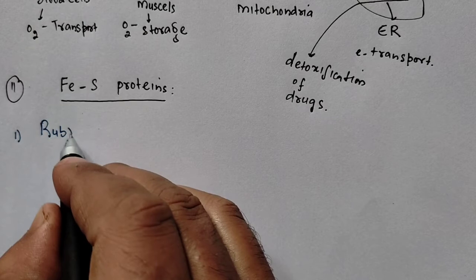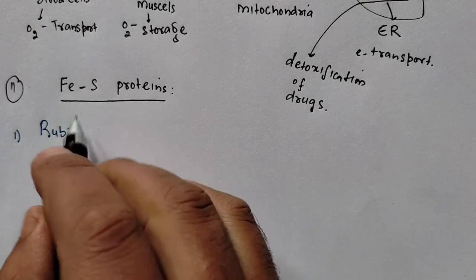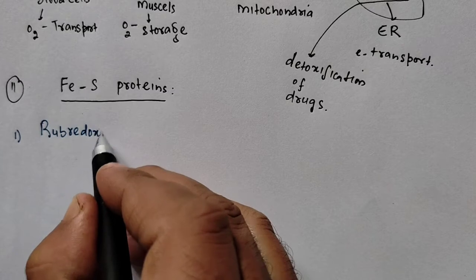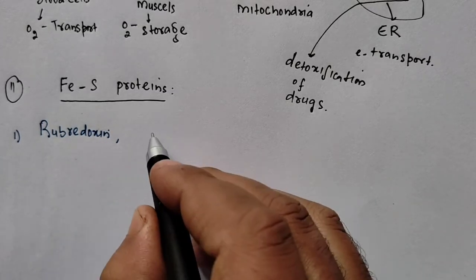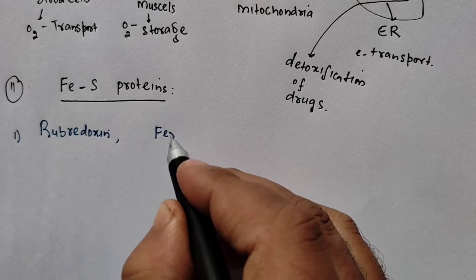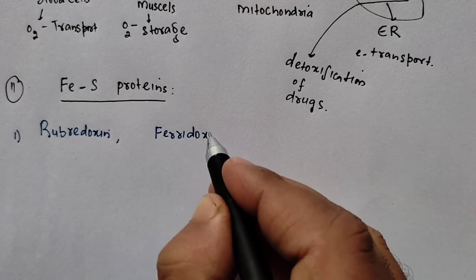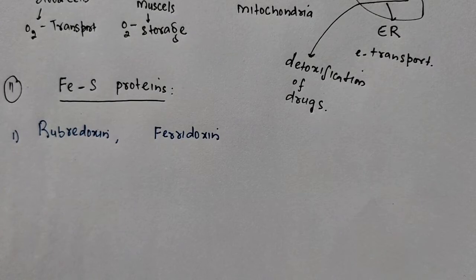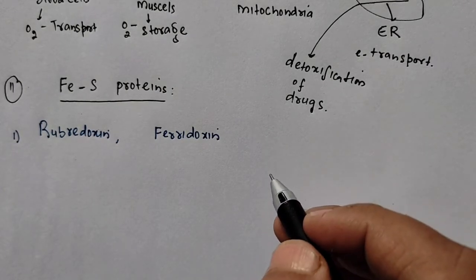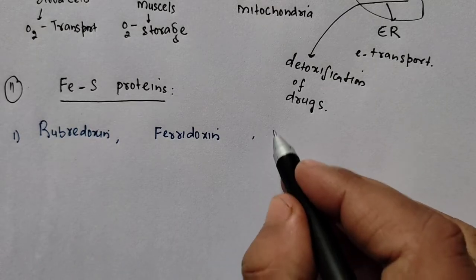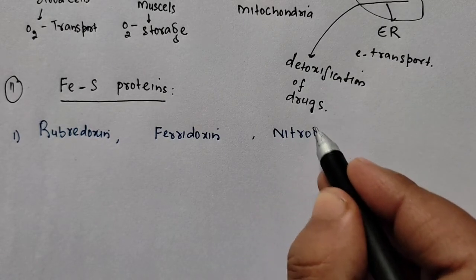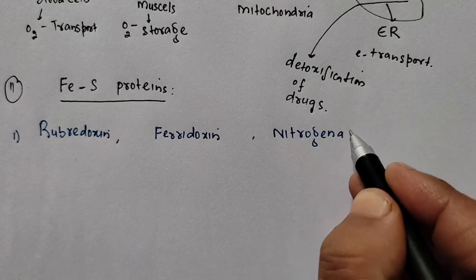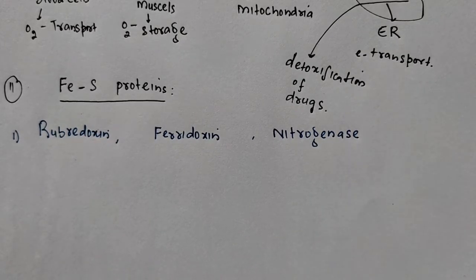rubredoxin. That is your rubredoxin. Then we have ferredoxin. And then we have one more, I remember, this is nitrogenase enzyme. So ये तीन important जहाँ से question आता है, 3 proteins or enzymes which contain iron and sulfur. They're called iron sulfur proteins.